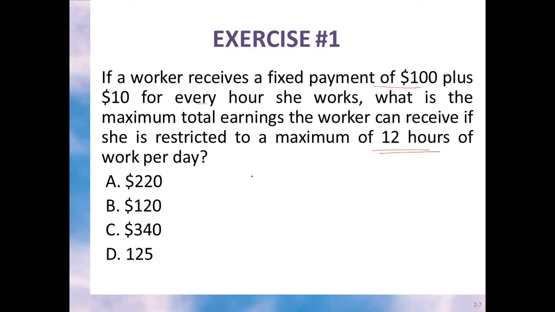So the maximum that this worker can receive is if she works maximum 12 hours. Maximum 12 hours times 10 ringgit per hour, you get 120, and this worker gets a fixed 100. So of course the maximum is 120 plus 100, you get 220. So it's very easy, right?